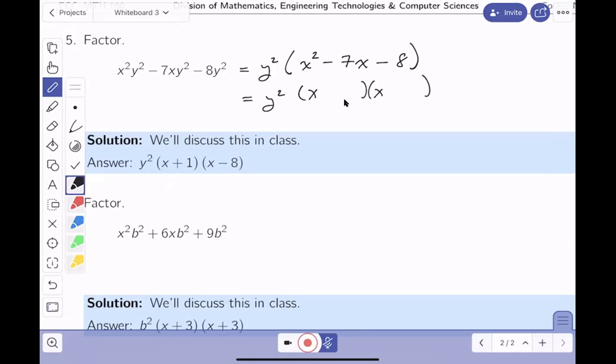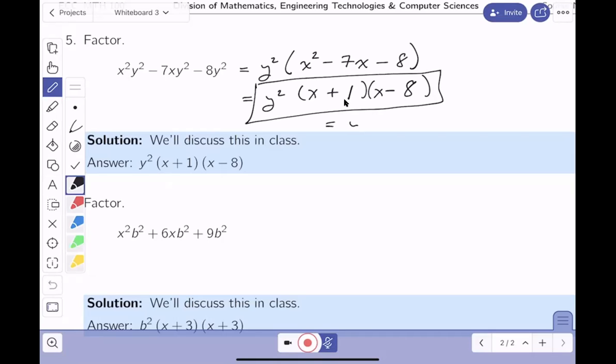X and X would give me X squared, right? 8. Well, how can I do that? Could be 2 and 4. Could be 1 and 8. Well, I'm starting to think it's probably 1 and 8 because I see the 7 and they differ by 1. I'll try that down. Let's see. Let's try this. Minus 8 plus 1. You know what I say? Let's try. I don't know if it works. Let's see. You get X squared. That's certainly for sure. Minus 8 plus 1 is minus 7x. That worked beautifully. You get minus 8.